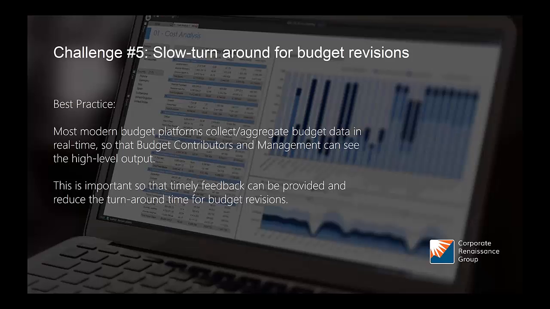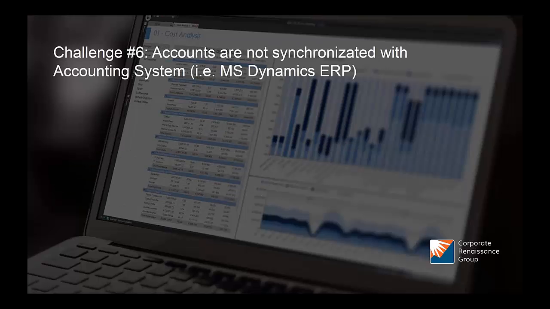Slow turnaround time for budget revisions. Again, the best practice here was with these budget models, as you're inputting the budget data, you can actually see the reports real time. So if you need to make revisions, you can reach out to the team, and as opposed to having to wait for all the budget collection to be done and see the report afterwards, you can actually do this process real time and make those revisions.